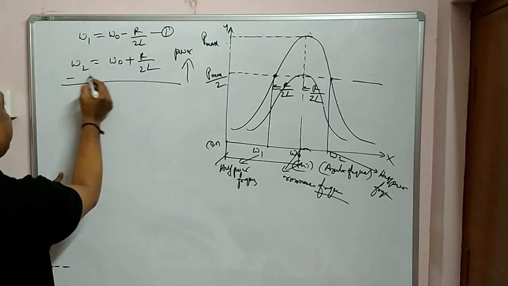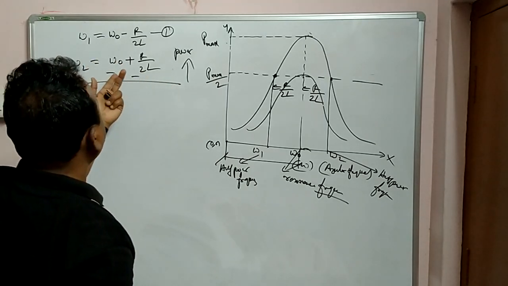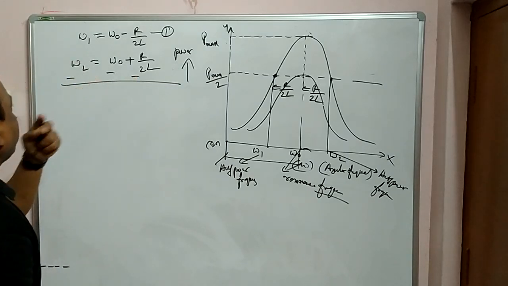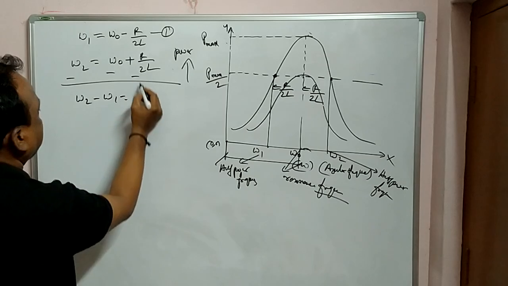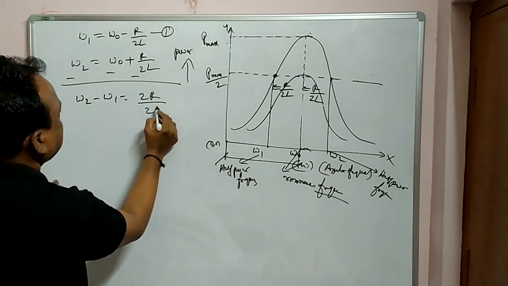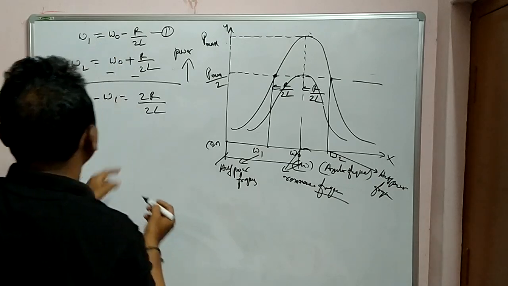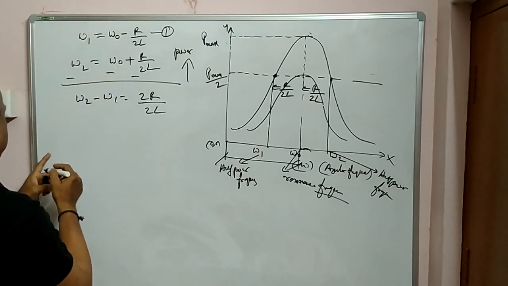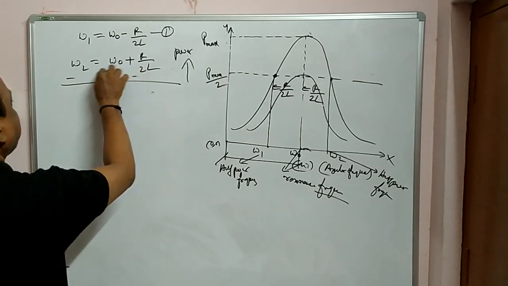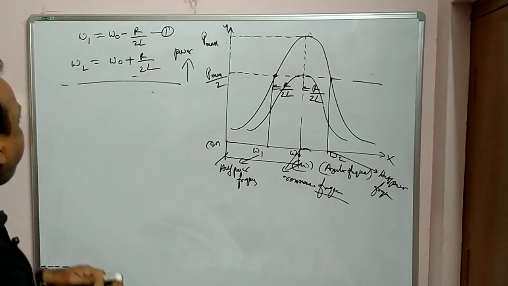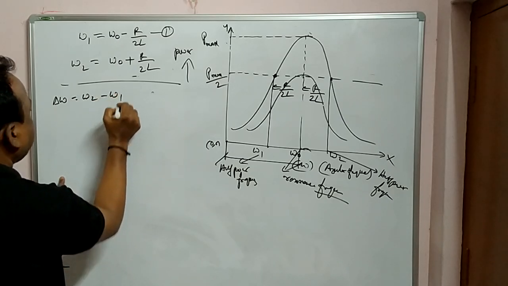So from this, if you find the difference, omega 2 minus omega 1, it doesn't matter how you do it. This minus this, the sign changes and it adds up. I'll write it like this for better understanding. Now the bandwidth delta omega is equal to omega 2 minus omega 1.